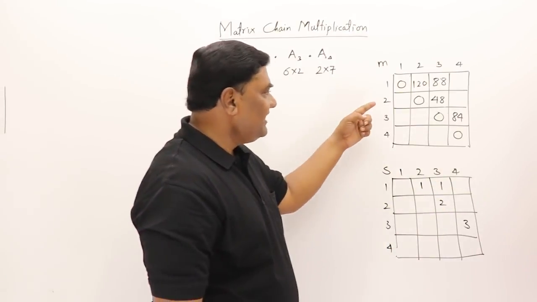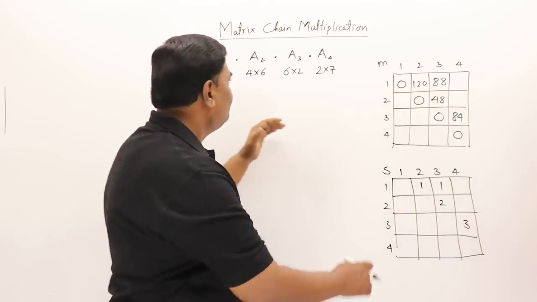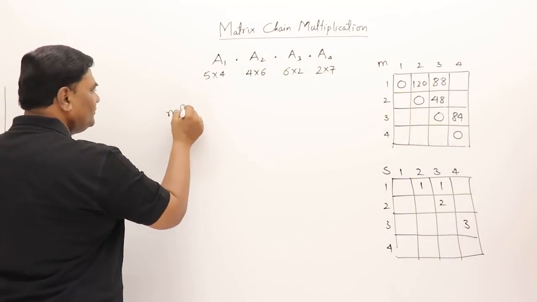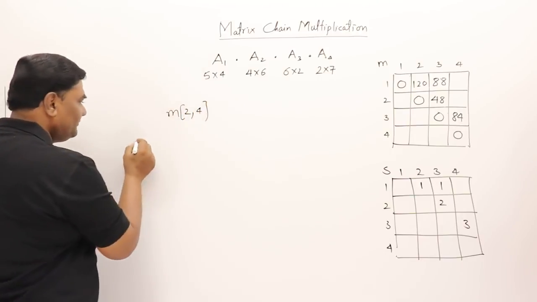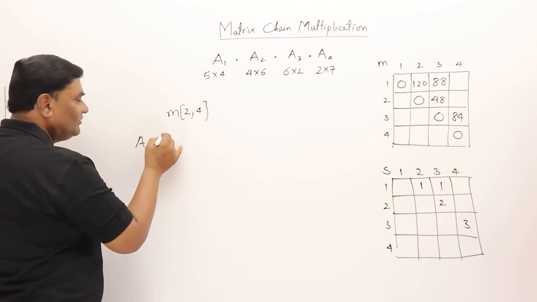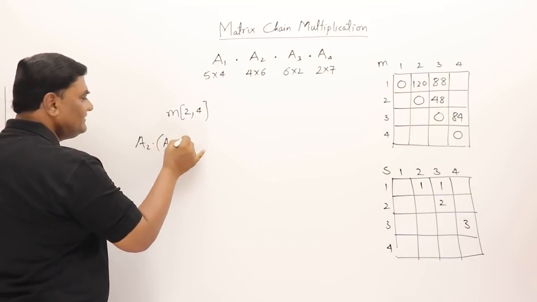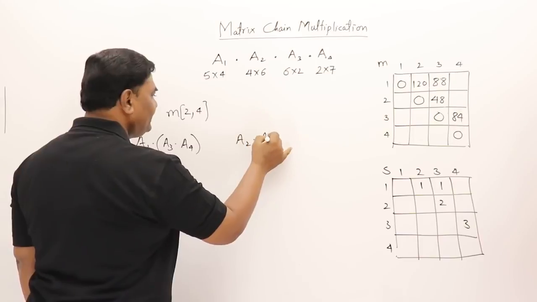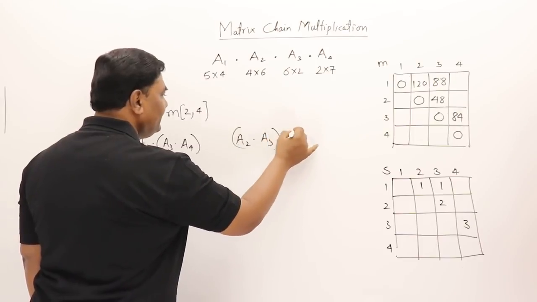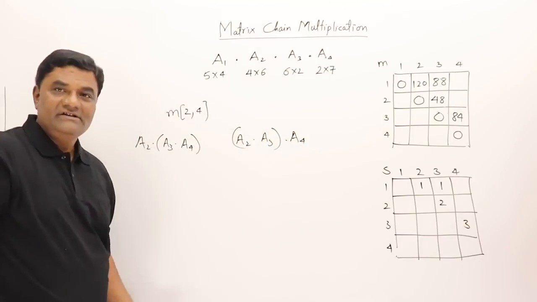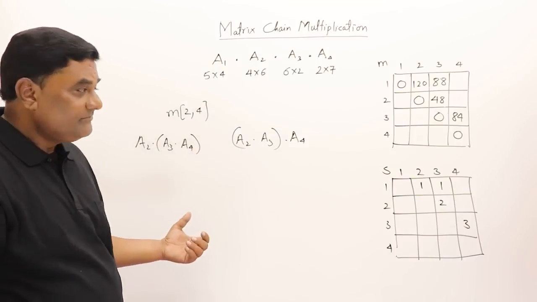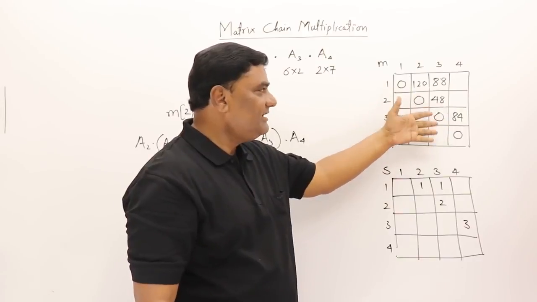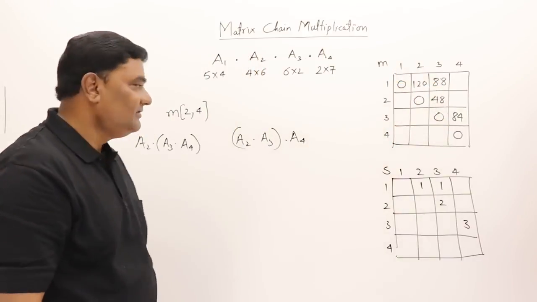I should find out m of 2 comma 4, which means I should select these three. So m of 2 comma 4. In this there are two possibilities: A2 multiplied with the result of this one, or A2 multiplied with A3 and the result with A4. In this way I am trying all possibilities, but an easy method is that I can get the results from the table. From the table I am getting the values and filling the table.